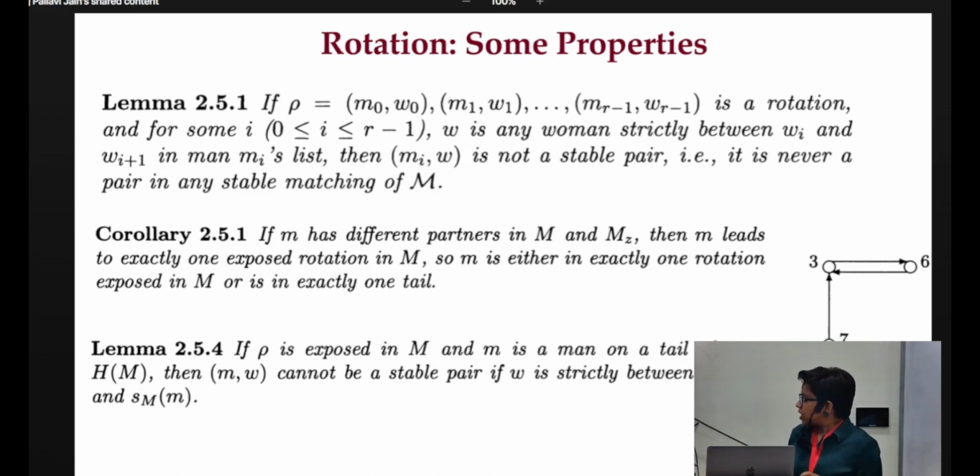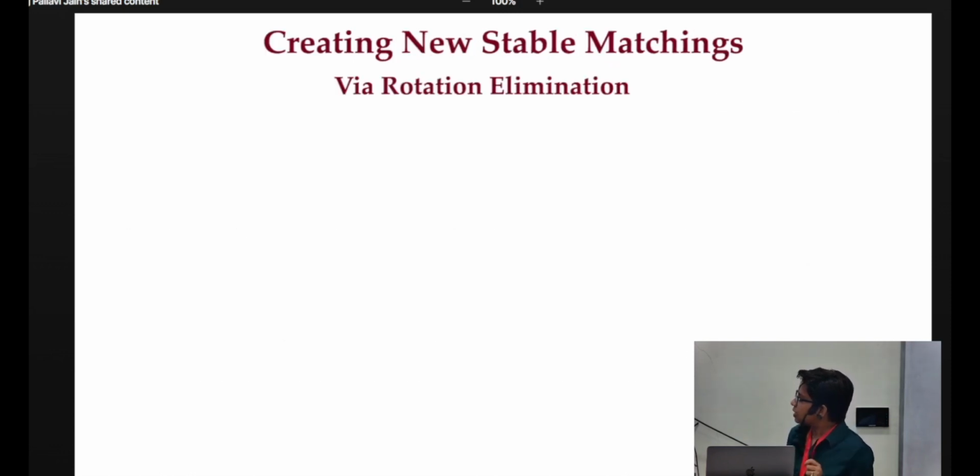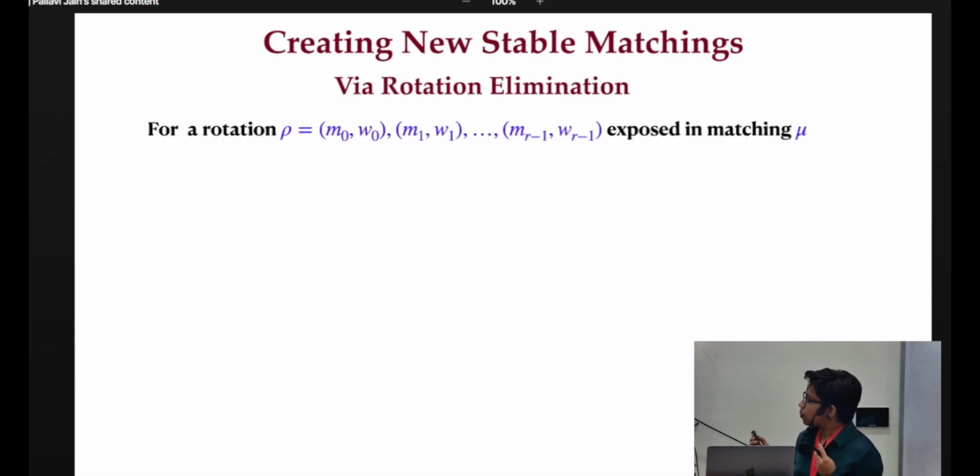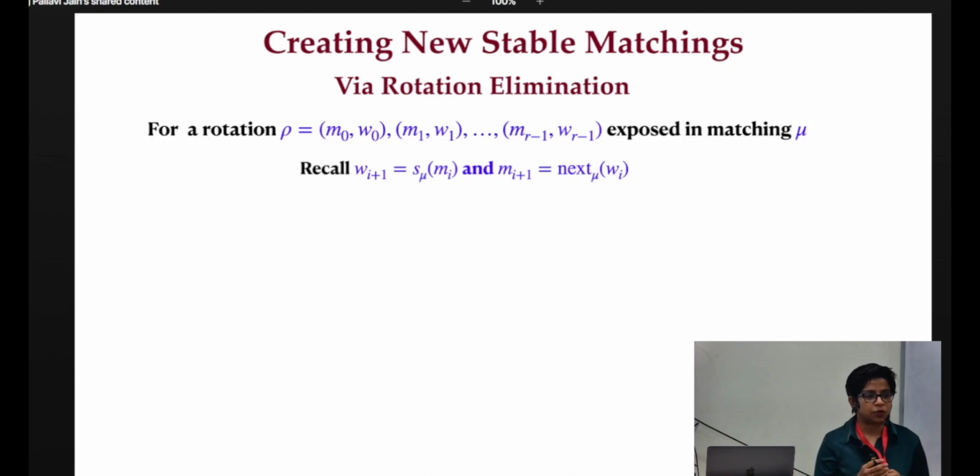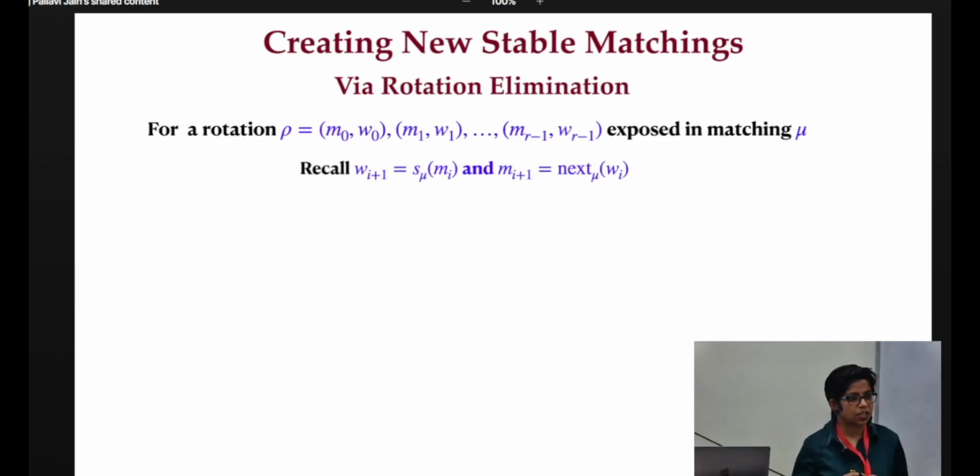All right. So now, if these things don't make as much sense, let's just move on and we'll see why some of these things are important. Okay? Now suppose we have... what did we do? We have already talked about this a while ago: why are we talking about rotation? Rotations allow us to generate other stable matchings.